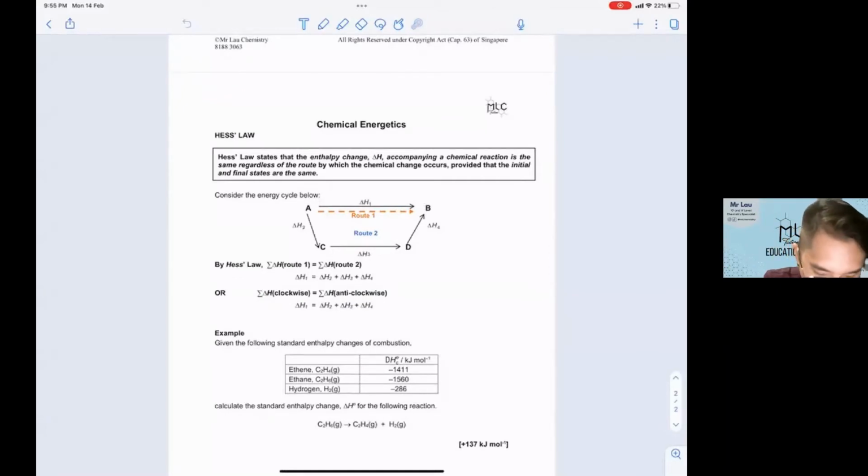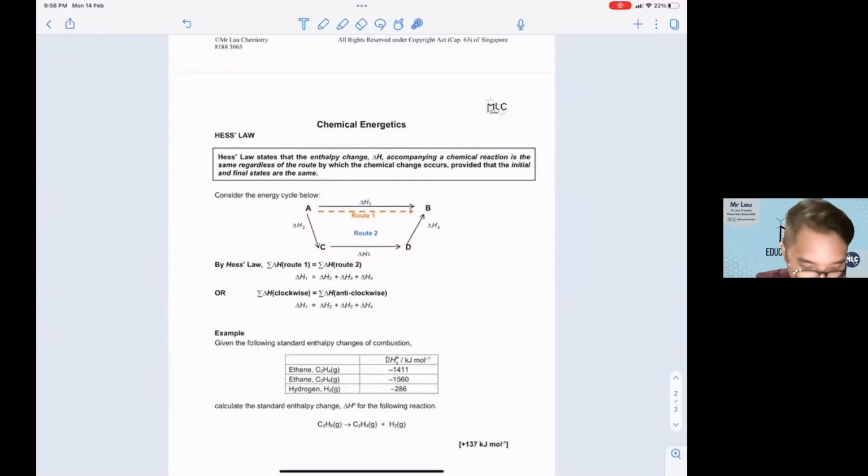So for example, if you want to find out delta H1, you just imagine that you are walking from A to B. I want to get from A to B, but I do not know this route. So therefore, I need to take an alternative route, which is this way. You need to take an alternative route from A to B.